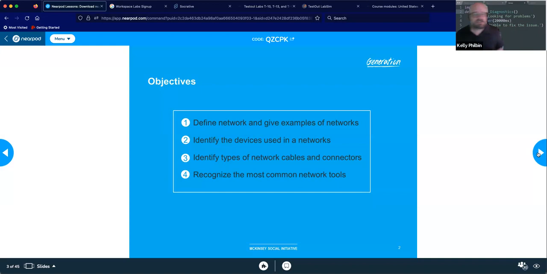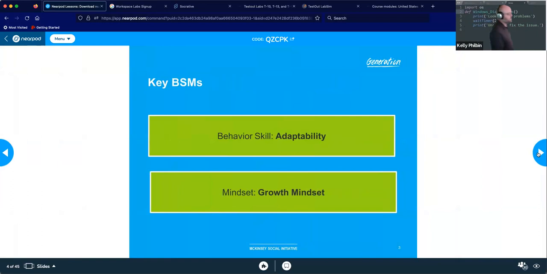So for this particular technical session, we want to maintain a behavior skill of adaptability, understanding that, especially in IT, things are always changing, shifting, moving, developing. We have to be able to change and adjust with it. We cannot control the wind, but we can adjust our sails, so to speak.